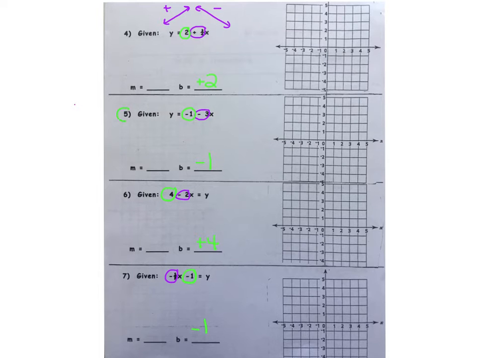Let's plot number 5 and number 7 together. Let's examine the slope a little bit more closely for number 5. Our slope is negative 3 over 1. Let's apply that negative to the numerator, the top number, which means down 3, and of course, we travel to the right, positive 1.